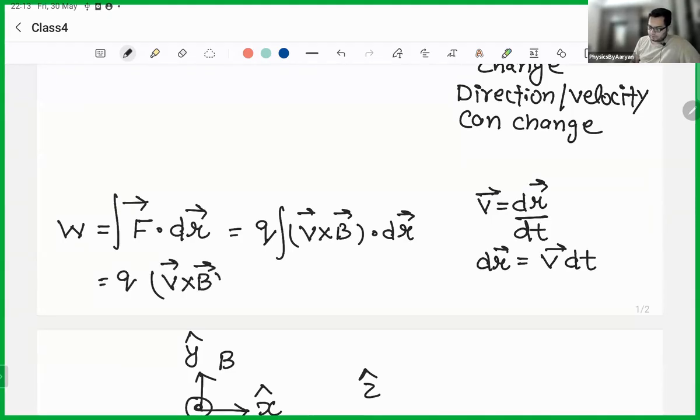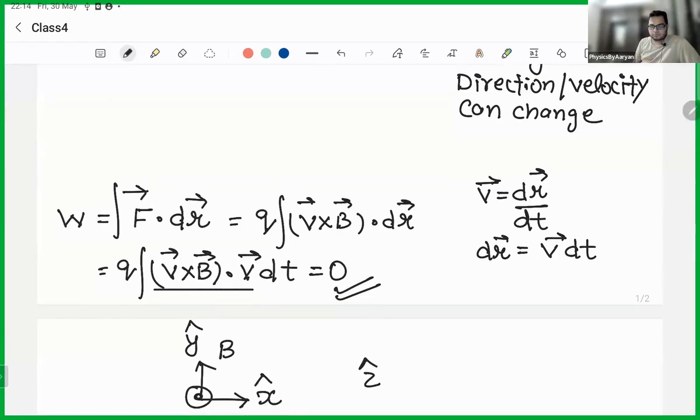So if you put v cross B dot v dt, how many of you believe that this is 0? How many of you have no doubt that this is 0? What do you think? This is very fundamental mathematics. How many of you have doubt, or no doubt? Write in the comments: if you have doubt, write doubt; if you have no doubt, write no doubt. This is perfectly 0. Doubt. Okay, one person has a doubt, no problem.